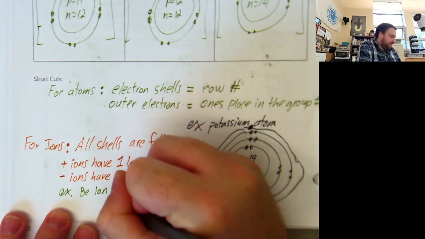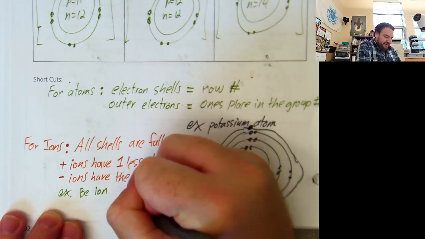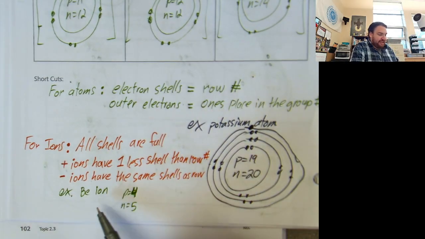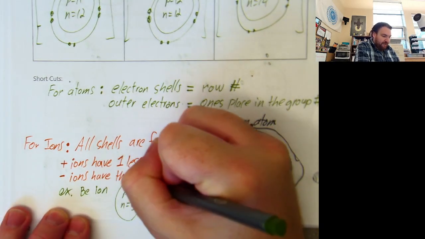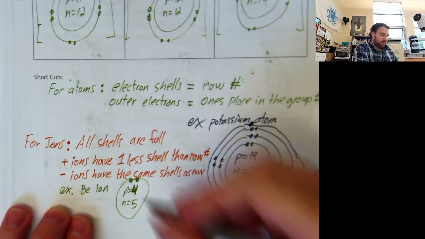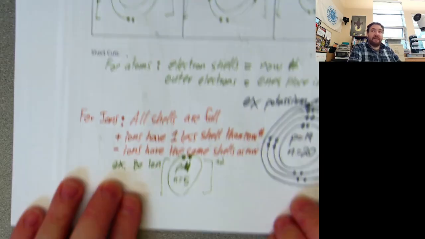P equals 4. N is going to equal 5. Because it's an ion and it's positive, it has one less shell than the row number. So it's in row 2, so it's only going to have one shell. Boom. And that shell's got to be full. That's a 4.